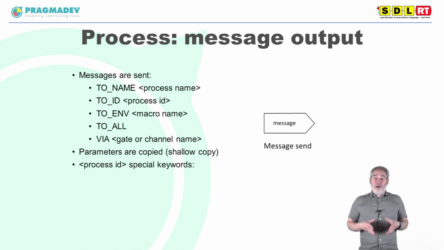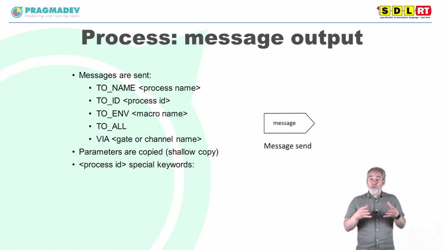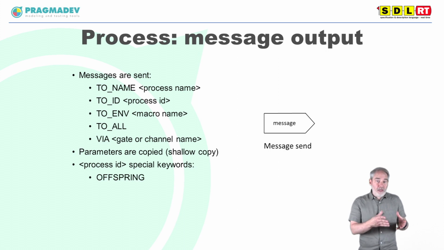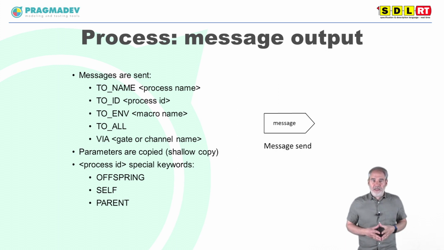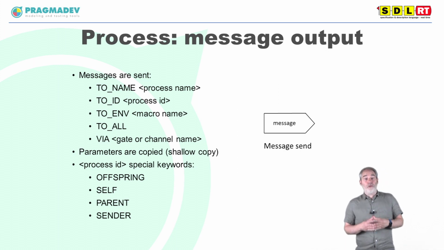The PIDs of the process can be retrieved with the following keywords. Offspring is the PID of the latest process that has been dynamically created by the current process. Self is the PID of the current process. Parent is the PID of the process that created the current process. Sender is the PID of the sender of the last message received.